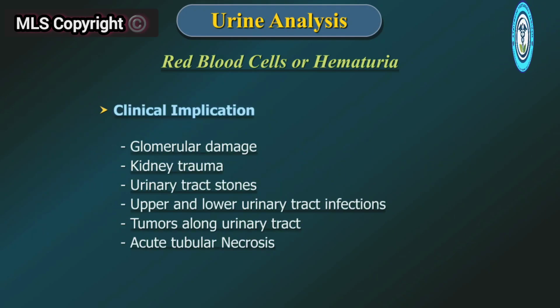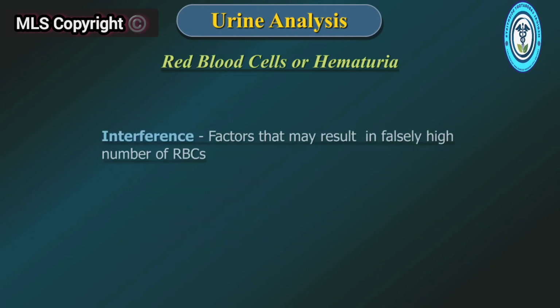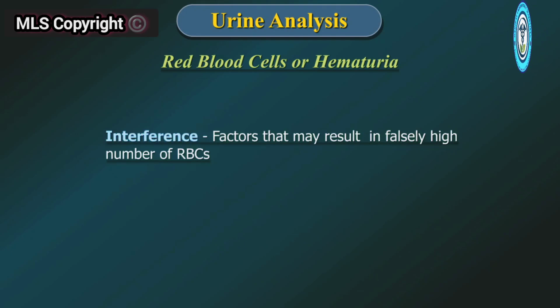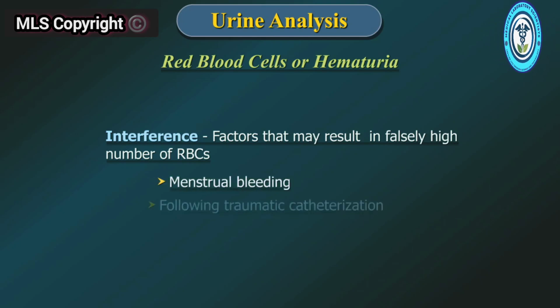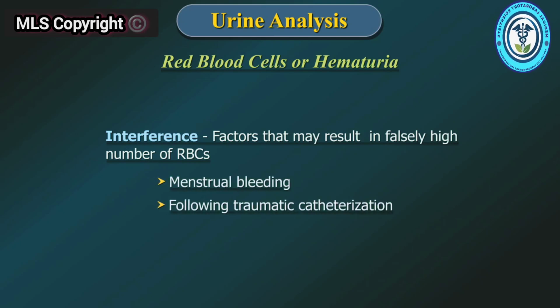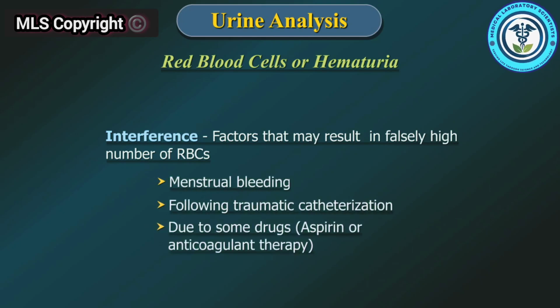Clinical implication: red blood cells may be found with glomerular damage, kidney trauma, urinary tract stones, upper and lower urinary tract infection, tumors along the urinary tract, or acute tubular necrosis. Interference: factors that can result in a falsely high number of red blood cells would be menstrual bleeding, traumatic catheterization, or some drugs like aspirin or anticoagulant therapy.